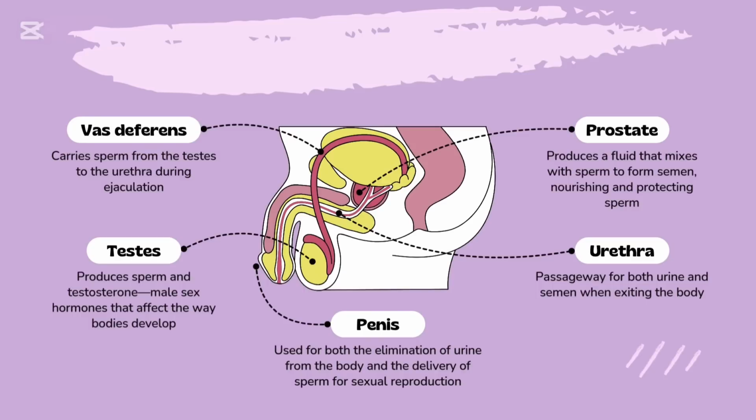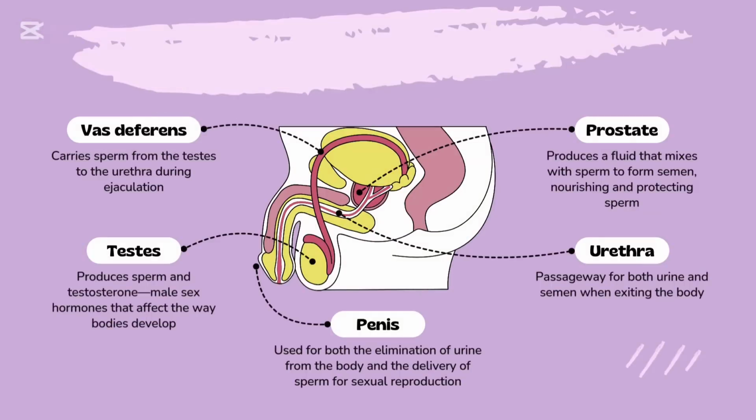Anatomy of the male reproductive system. 1. External structures. The penis is the organ responsible for delivering sperm during reproduction. It consists of three main parts: the root, shaft, and glans. The scrotum is the pouch of skin that holds the testicles and regulates temperature for optimal sperm production.